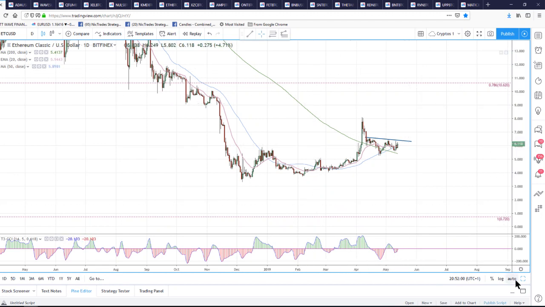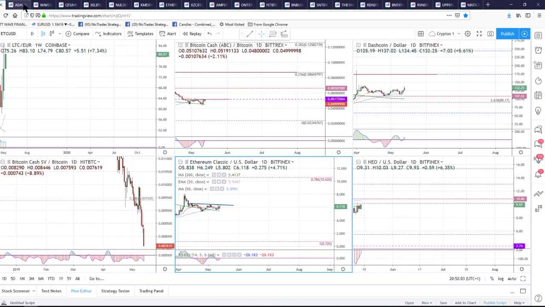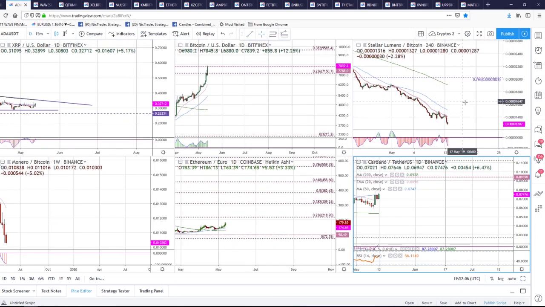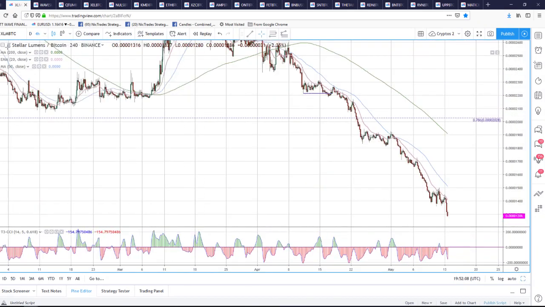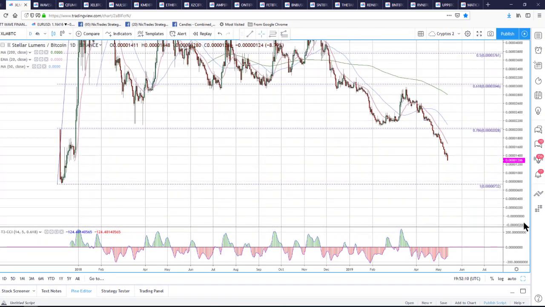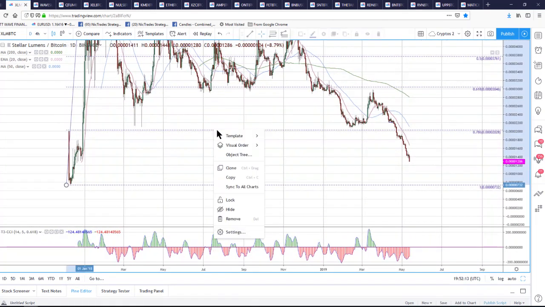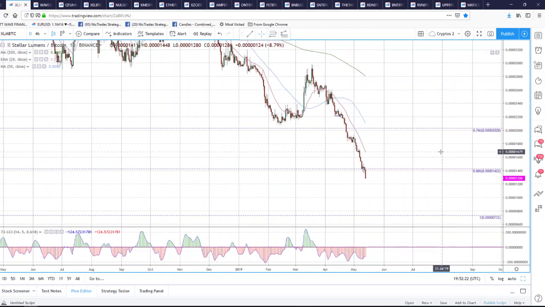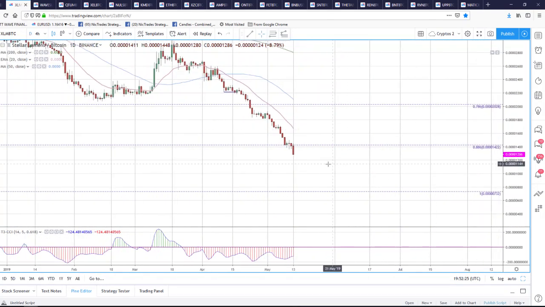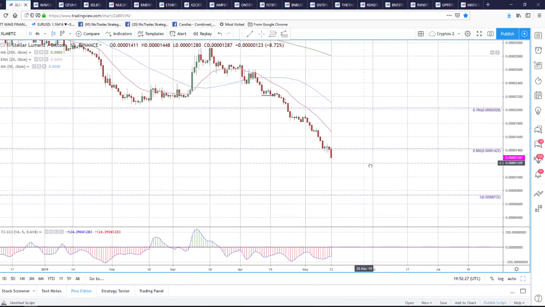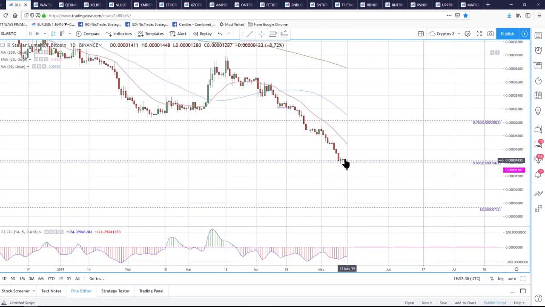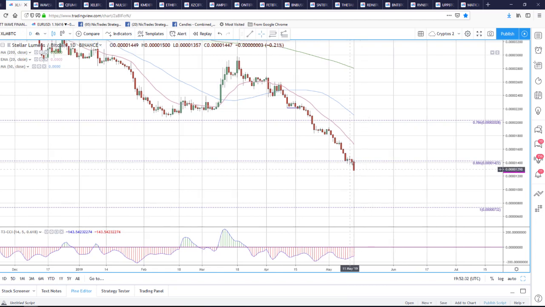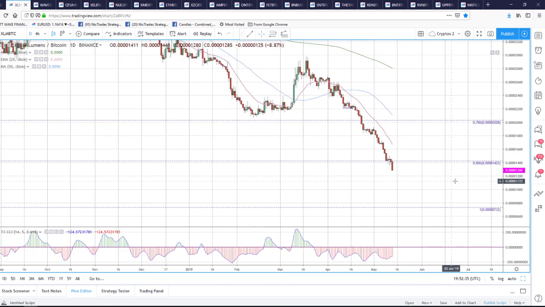So we're going to look at XLM, which is Lumen. Lumen is determined to die. That's the way I see this, determined to die. I had some hope at the 786 fib. I had some hope at the 886 fib here, and we didn't. We kind of stopped for how many days? This is how they suck you in. 3 days of pause at this fib level, and you think, oh yeah, I can buy this. Look, it's holding. And then today we get completely crushed again.